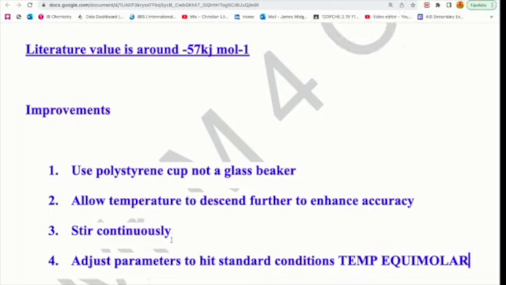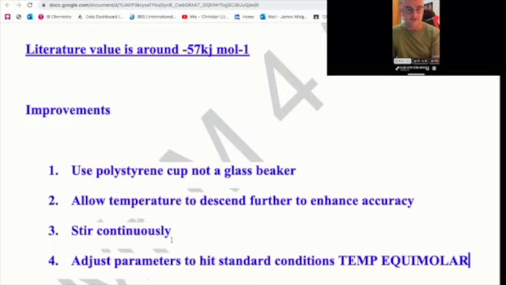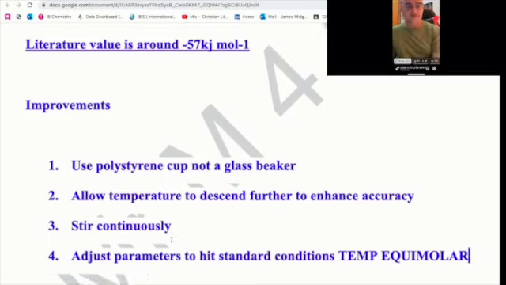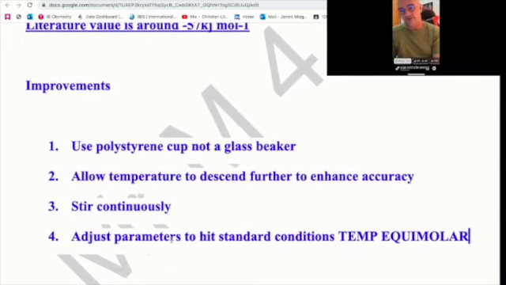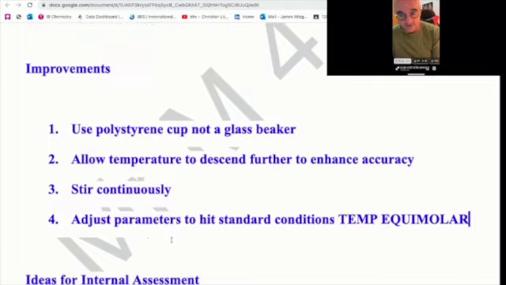And enthalpy of neutralization is measured at standard conditions. And I had 2 molar and 1 molar, and I didn't start at 298 K. Put those things right, and I'm sure that would help. But the method is good, the method is sound.